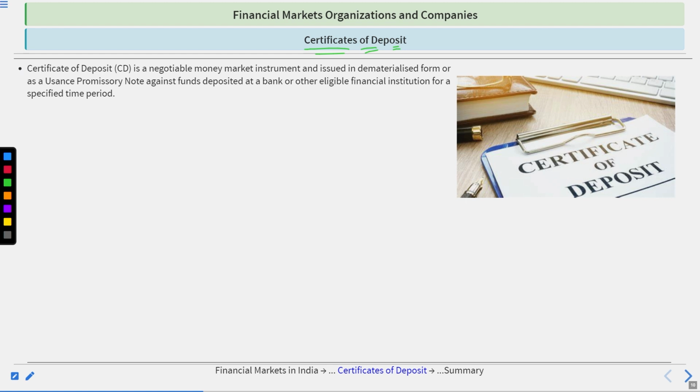Now, after the commercial papers, we have the CD, Certificate of Deposit. It is also a negotiable money market instrument, issued in dematerialized form or as a usance promissory note against the funds deposited at a bank or other eligible financial institutions for a specified time period only.